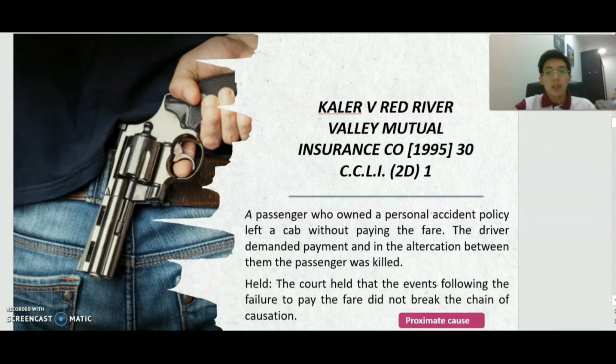In the case of Color versus River Valley Mutual Insurance Co., the facts were that a passenger who owned a personal accident policy left a cab without paying the fare of the travelling. The driver demanded the payment, but the passenger refused. And in the altercation between the passenger and the driver, the passenger was killed. The court held that the events following the failure to pay the fare by the passenger did not break the chain of causation.